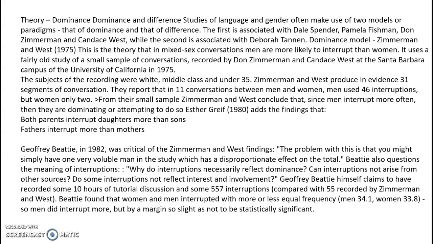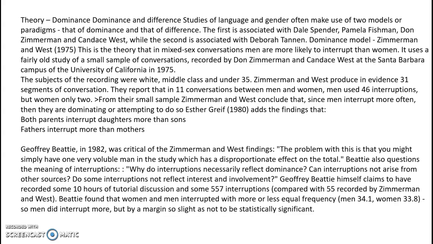Then you've got Esther Griffin of 1980, who adds that both parents interrupt daughters more than they do sons, and that fathers will interrupt more than mothers. Then we've got Jeffrey Beatty in 1982, and he criticised it because he said the problem is that you might have only one valuable male in the study, which has a disproportionate effect on the total. Beatty also questions interruptions. Why is an interruption dominant? Can it not be for another reason, like interest and involvement?